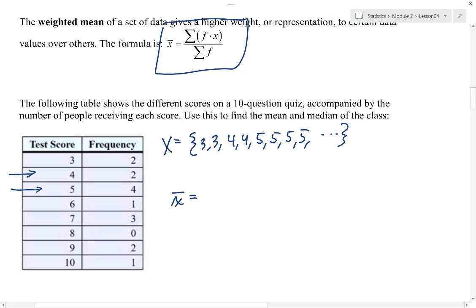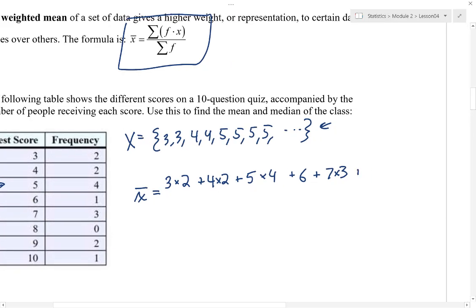We have 2 3s, so we have a 3, and there are 2 of them, so 3 times 2. We have a 4, and we have 2 of those, 5, and 4 of those. This is the same thing as writing all of these out and simply adding them up. So that's really all we're doing here. There's a single 6, there is a 7, and there's 3 of them. There are 0 8s, so we won't even bother there. There's a 9, and there's 2 of them. Only because multiplying a number by 0 gives you 0 anyway.